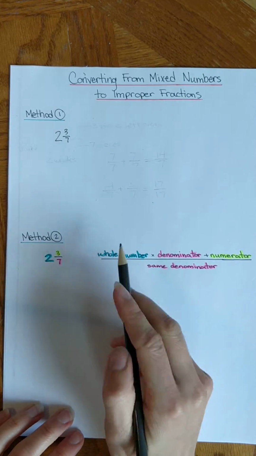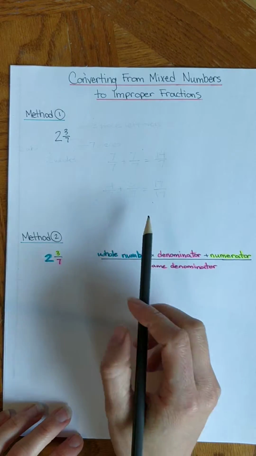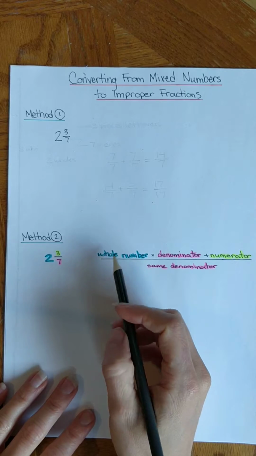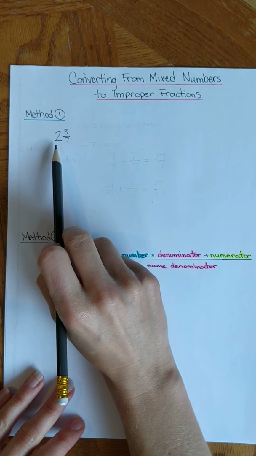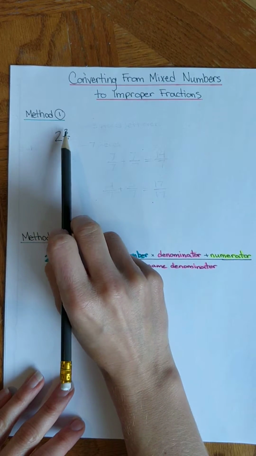This video is going to show you how to convert from mixed numbers to improper fractions. We're going to look at two different methods for doing this. So in our first method, we're using an example of 2 wholes and 3/7.